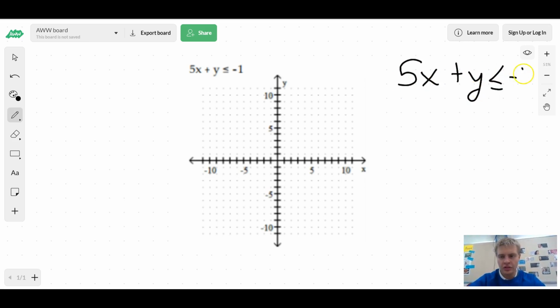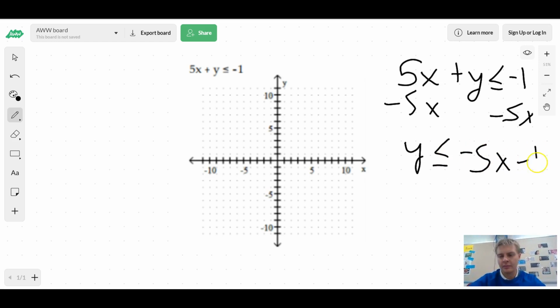To change it to slope-intercept form, we're going to have to move that x to the other side. So that's going to be y is less than or equal to negative 5x minus 1. And now what we're going to do is graph this line. We're going to start out by graphing down here at negative 1.